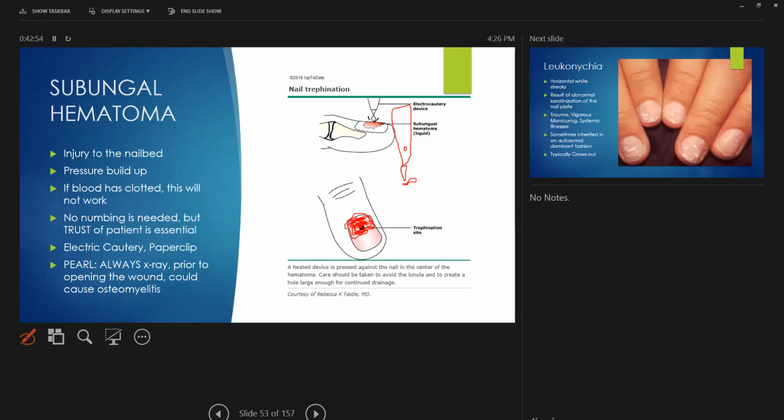Also, it is a good idea to do an x-ray because they've got obviously a trauma to the nail. Now, if this patient should have a fracture of this bone, since there's now a hole here that we made, this would be considered an open fracture. So you'd want to cover the patient with antibiotics. Whereas if there's not a fracture, obviously they don't need antibiotics.